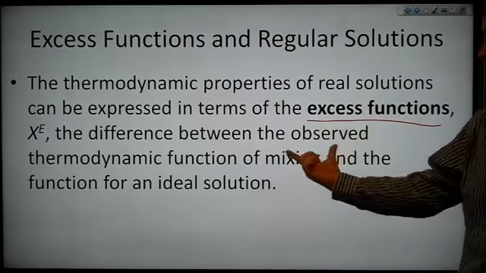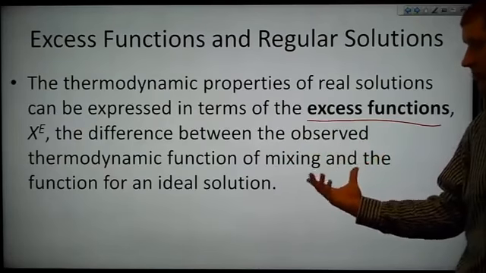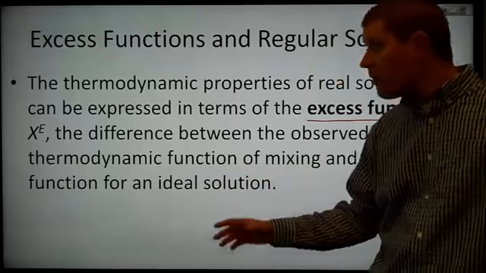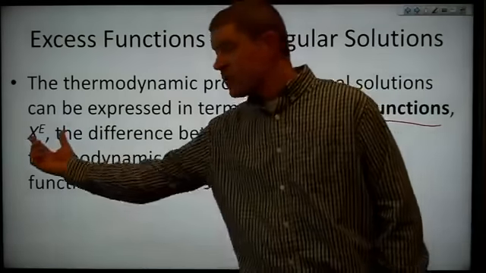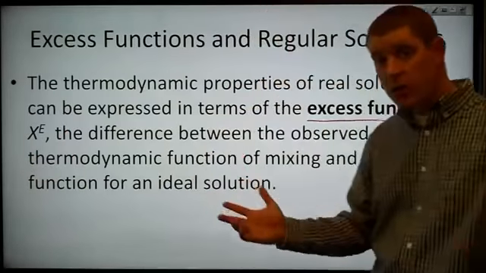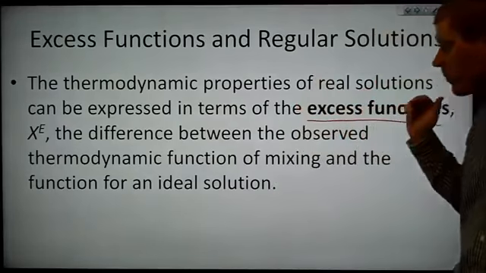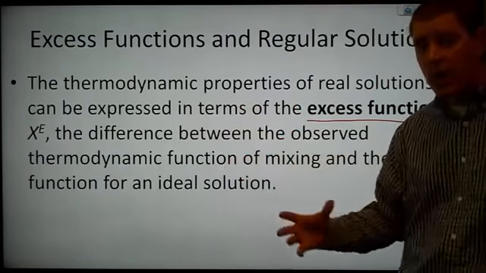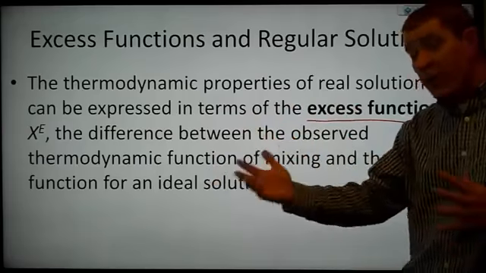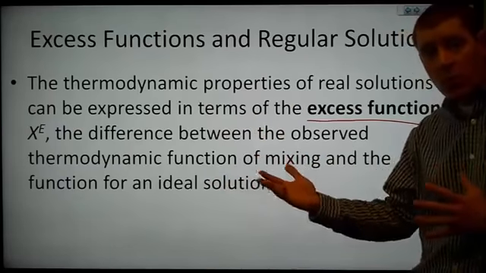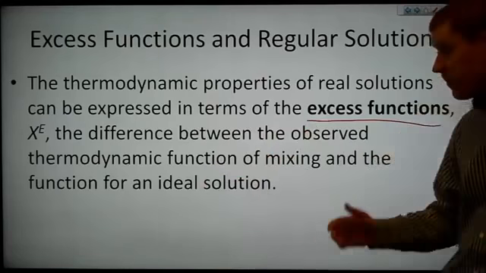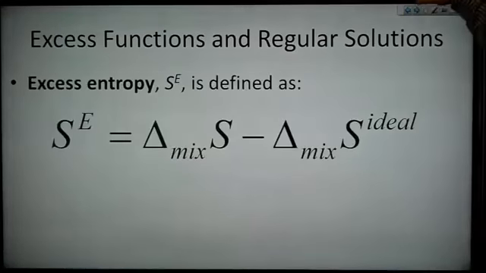These excess functions are the differences between the observed thermodynamic function of mixing and the function for an ideal solution. So, for an ideal solution, the excess function is 0, because there is no difference, because it's ideal. But for a real solution, we have some excess. So, we have whatever value we expected it to be if it was an ideal solution, but if it's not, what is the difference there? So that's our excess function here.